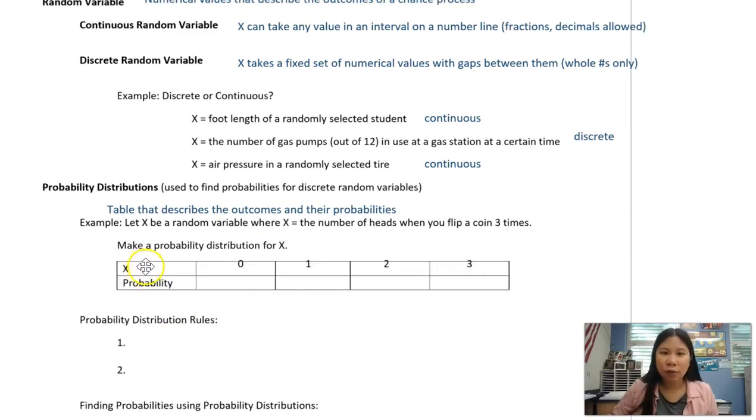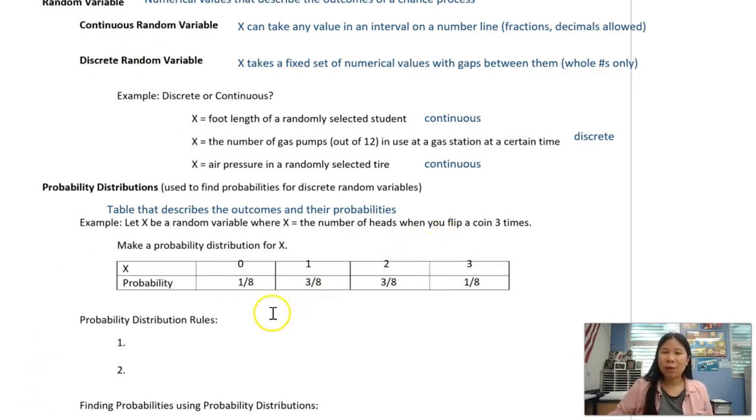So in this first row for x, in my probability distribution, I have my different numerical outcomes that I could have for the number of heads that you land on when you flip a coin 3 times: 0, 1, 2, and 3. Underneath, we're going to put their probabilities. So to get 0 heads, that means you would have to land on tails, tails, tails. And there's only one way to do that out of the 8 total ways that you can flip a coin 3 times and land on whatever combination of heads or tails.